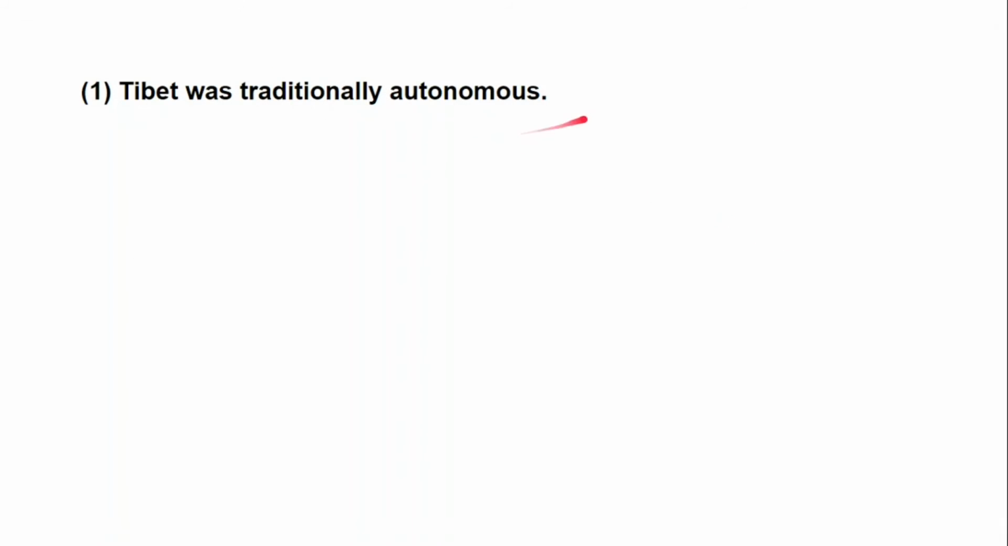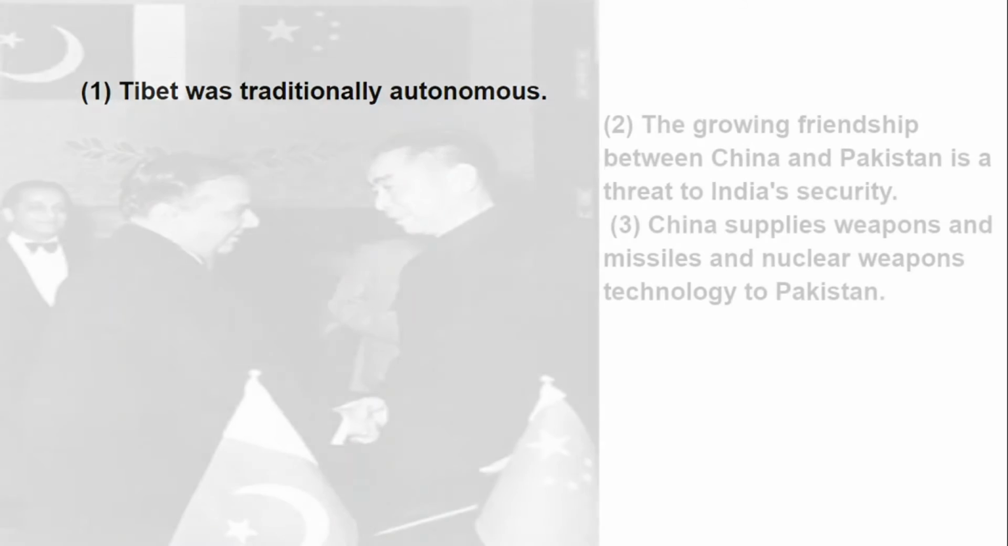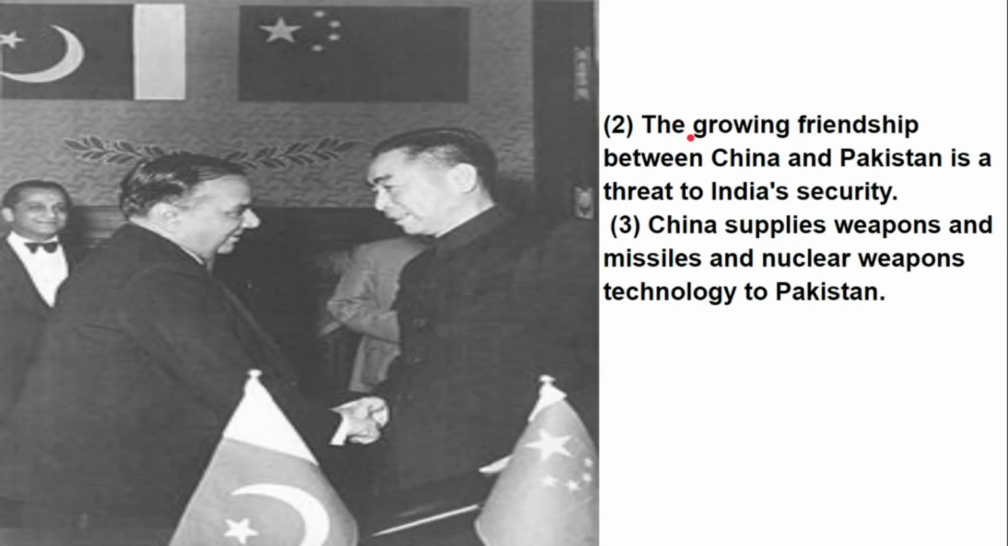Tibet was traditionally autonomous. But when China was stepping up its military control in Tibet, the Dalai Lama took asylum in India. This issue has been responsible for the conflict between the two countries. The growing friendship between China and Pakistan is a threat to India's security. China supplies weapons and missiles and nuclear weapons technology to Pakistan.